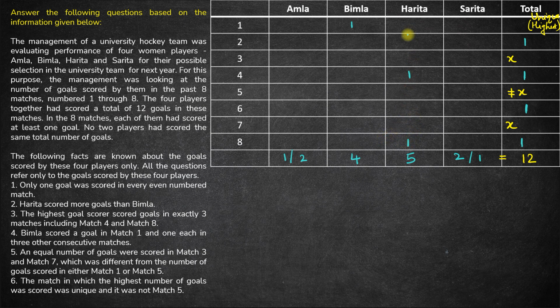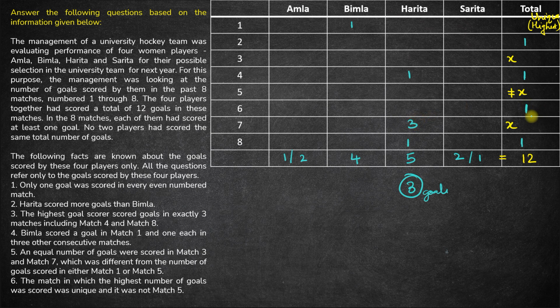Okay. And Harita scores goals in exactly 3 matches. So if in 2 matches she scores 1 plus 1, 2 goals out of 5, that is done, then in the 3rd match she must score 3 goals. Now which can be this match where she scores 3 goals? Let's see. Can x be equal to 3? If Harita can score 3 goals in the 7th match, let's see.